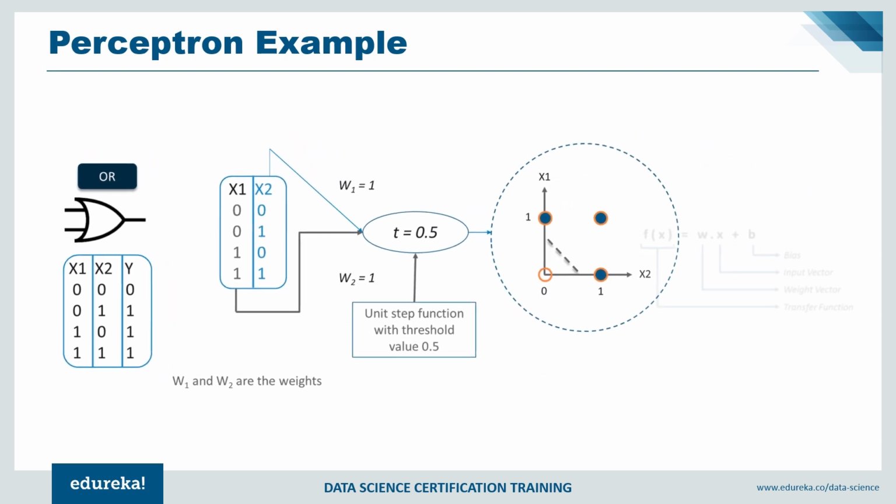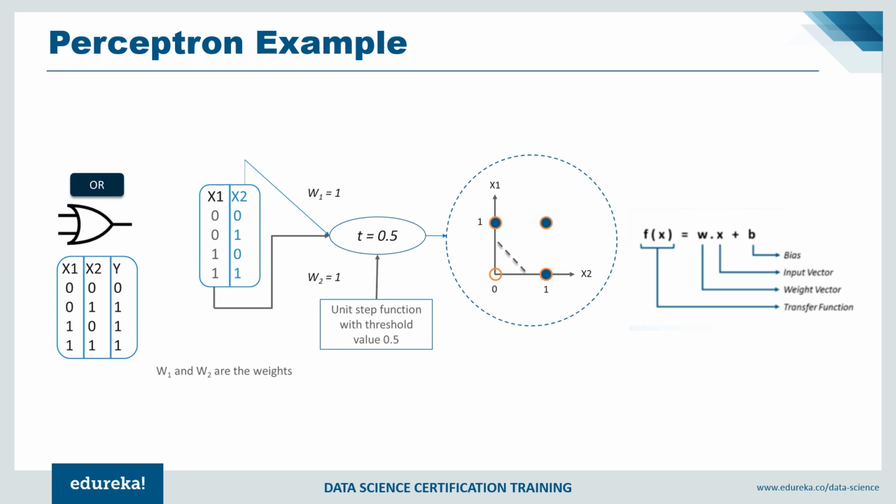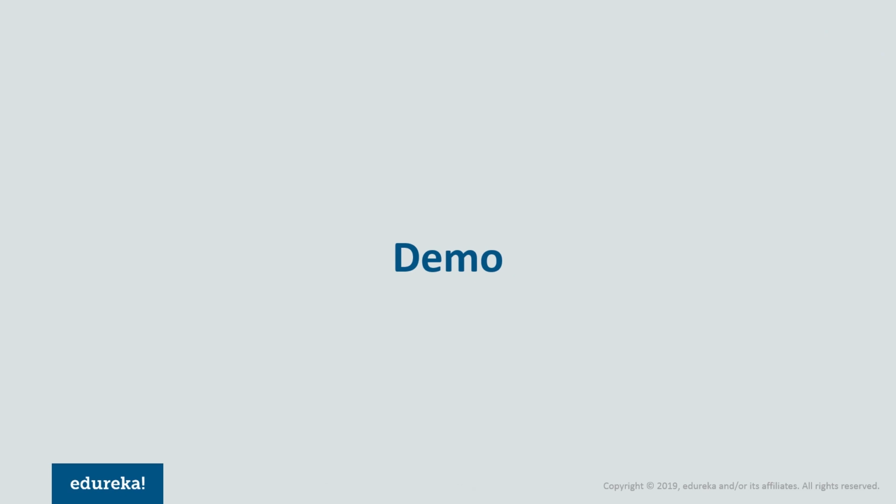So mathematically, a perceptron can be thought of like an equation of weights, inputs, and bias. As you can see here, we have f(x) equal to the weight times the input vector plus the bias. So let's go ahead with our demo and understand how we can implement this perceptron example, which is of an OR gate, using neural networks, using an artificial neuron or the perceptron. And here we're going to use TensorFlow along with Python.